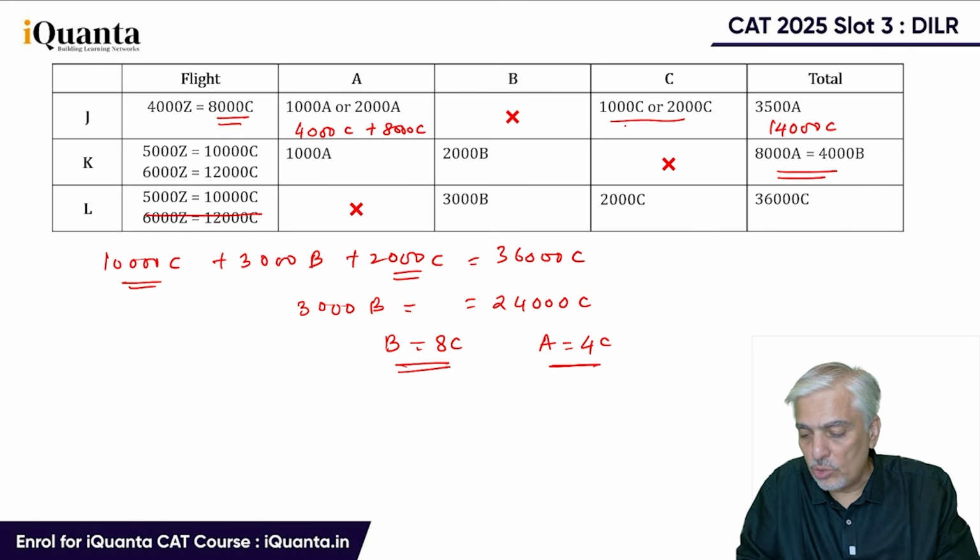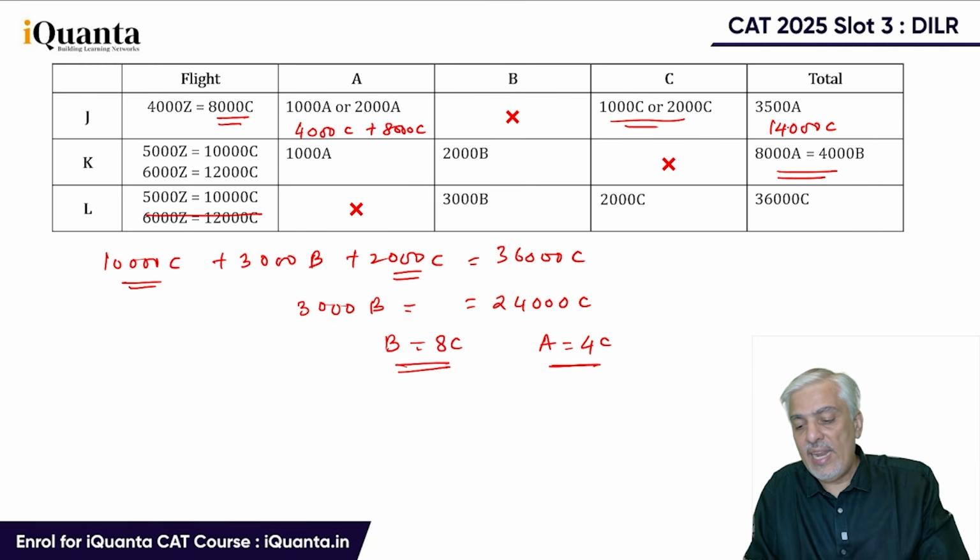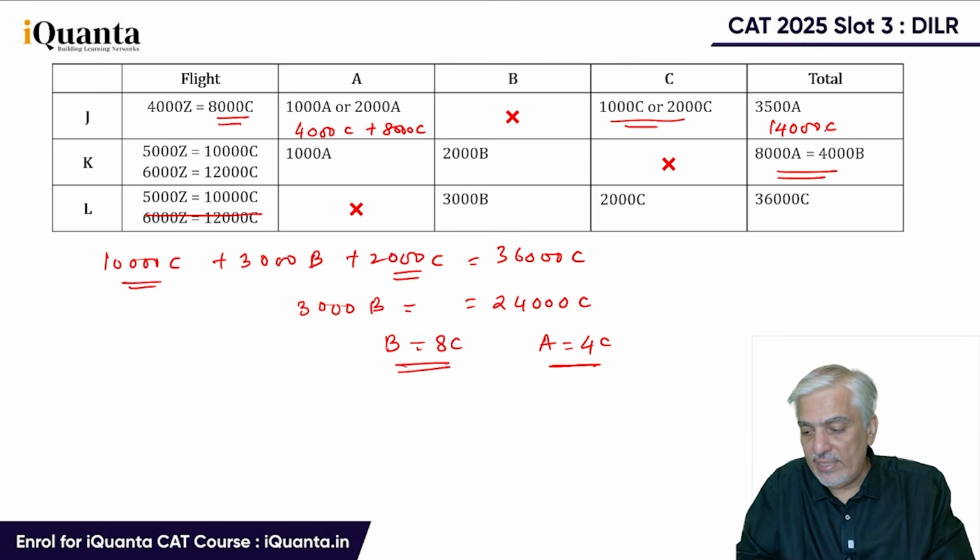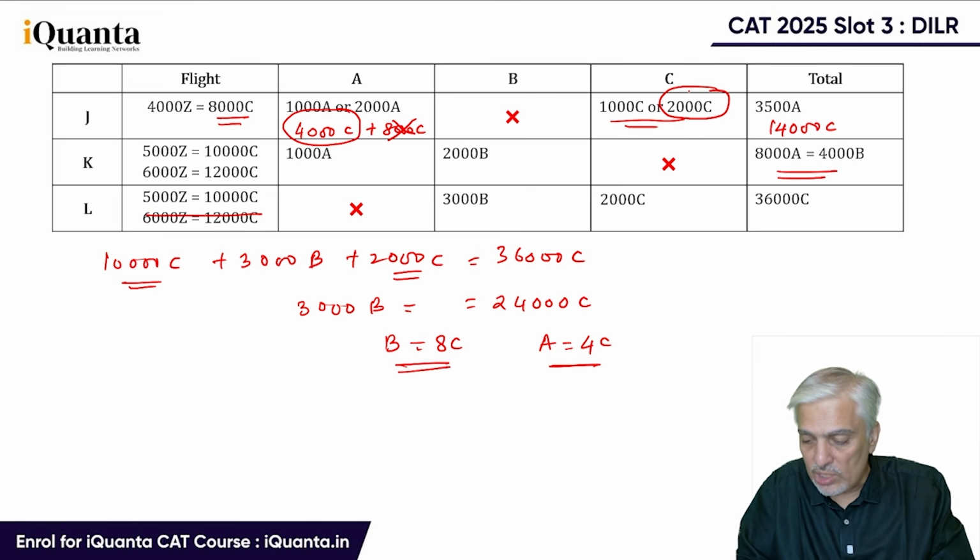Plus I have 1,000 or 2,000. I need to reach 14,000. 8 plus I need 6 more. 8 is already there and this total is 14. I need 6 more, so this is not possible. So this has to be 4,000 C and this has to be 2,000 C. So these two are correct.